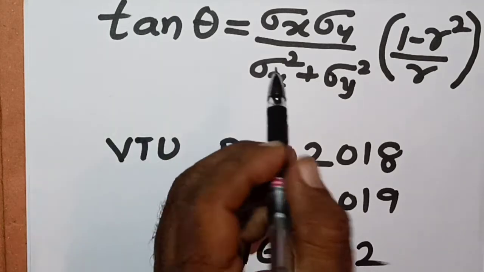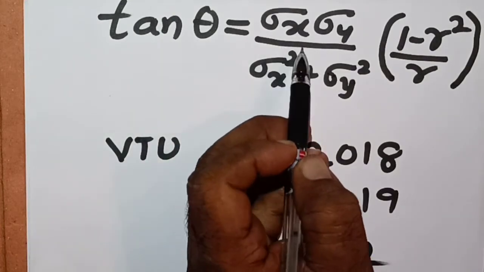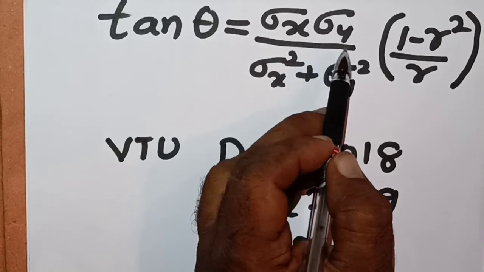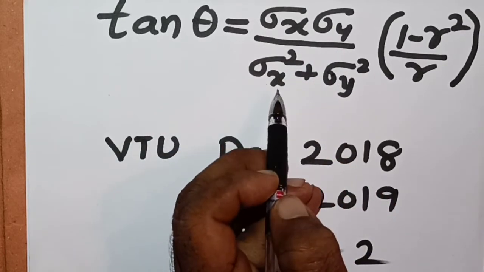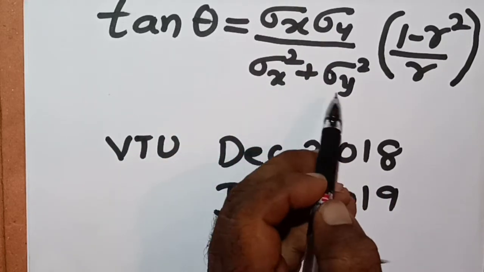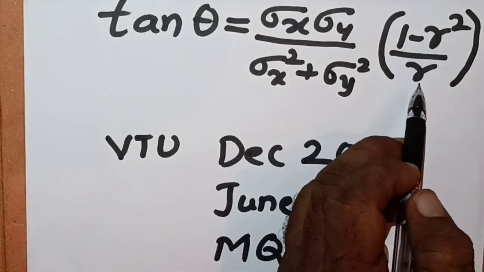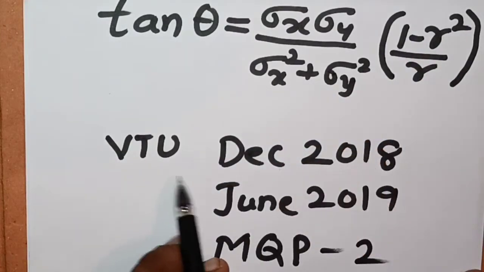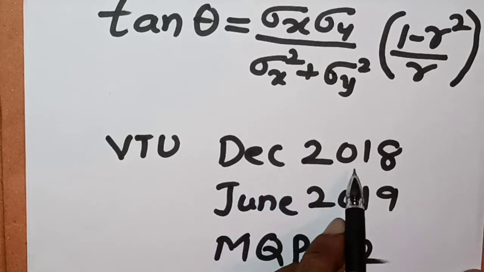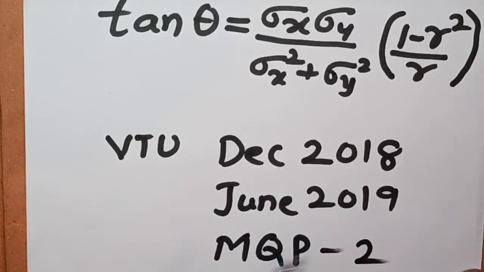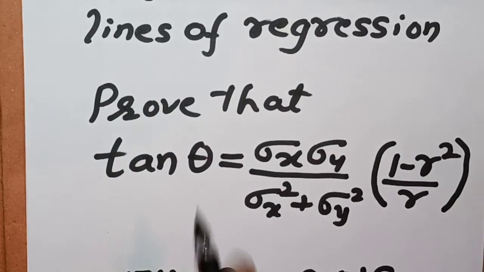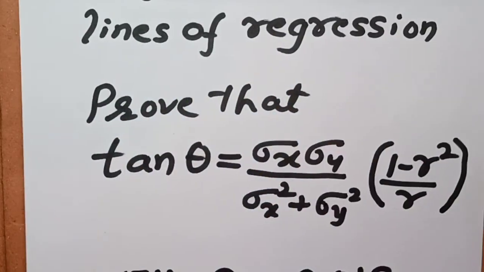Prove that tan theta is equal to standard deviation of x into standard deviation of y divided by standard deviation of x square plus standard deviation of y square, into 1 minus r square divided by r. This question appeared in December 2018 and June 2019, and according to the latest syllabus it is included. In model question paper 2 they mentioned it; the topic is the angle between the lines of regression.